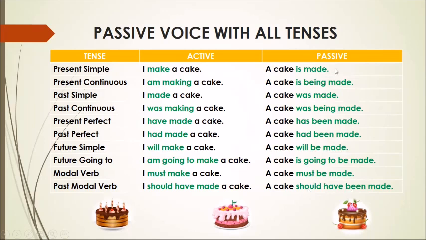Okay, as you can see in each of these examples, we use the verb to be according to the tense we are using. And then after the form of the verb to be, we are going to use the past participle.